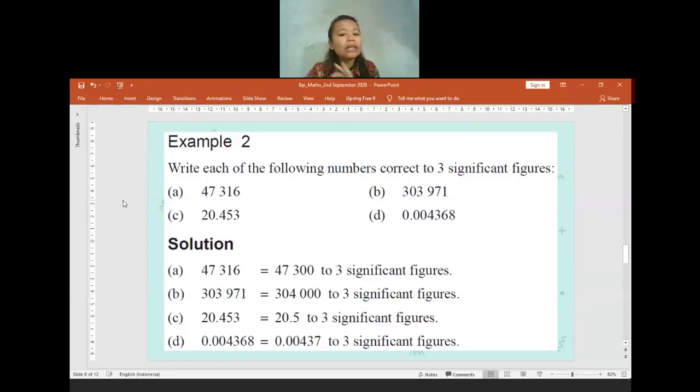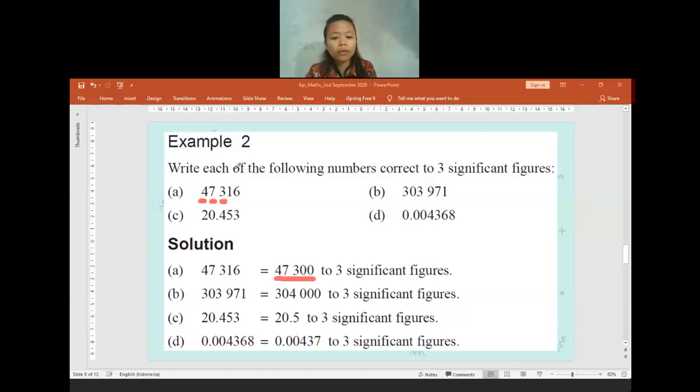I want to round off all these numbers correct to 3 significant figures. So for every number, I have to find the third significant digit. For example A, we have 47,316. We need to round off to 3 significant figures. So we need to find the third significant digit. The third significant digit is the number 3. 3 is at the 100 place. So it will be 47,300.